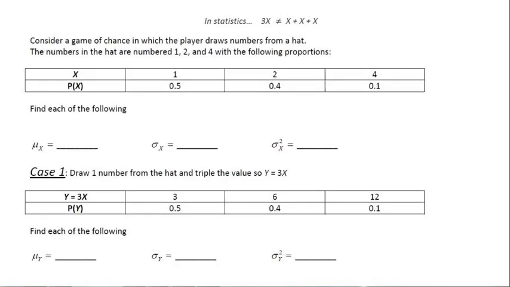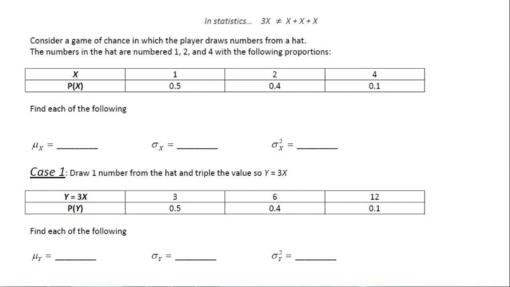Okay, so the last part of these notes looks at a few different cases. Most importantly, it says in statistics, up here in italics, in statistics, 3x does not equal x plus x plus x. And I know that's what you're used to from algebra, but it's not true in statistics. And the reason being is because those x's in statistics represent random variables that may be independent from one another.